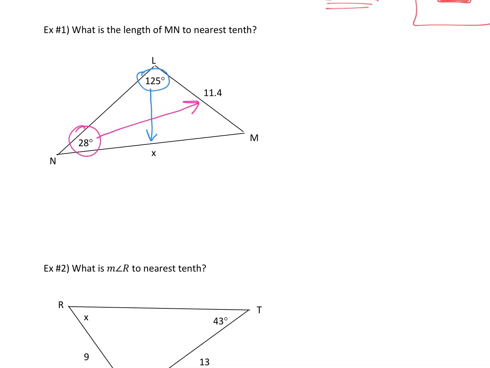Okay, so considering that, here's your setup then. We would say the sine of 125 over what? x, the side across from it, should equal what? The sine of 28 over the side across from it, which is 11.4. Okay? Questions on how I got the setup? Does that make sense? Okay, so what you're gonna do from here, you know how to do.